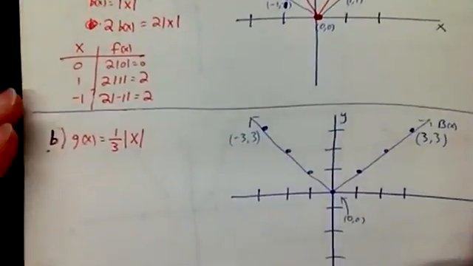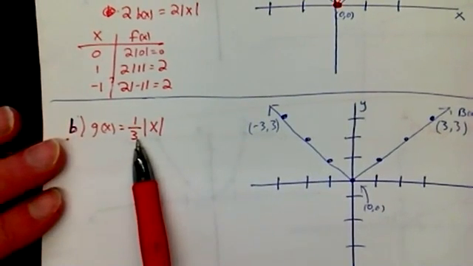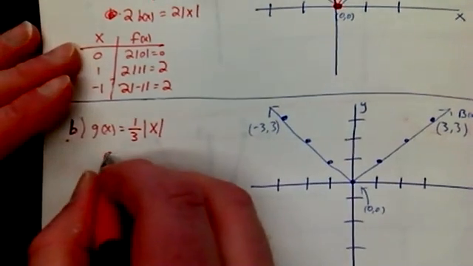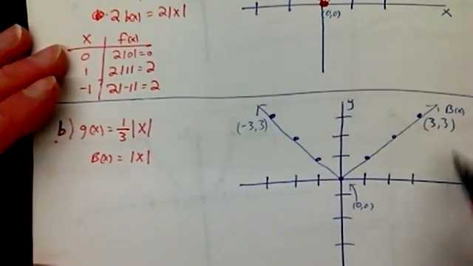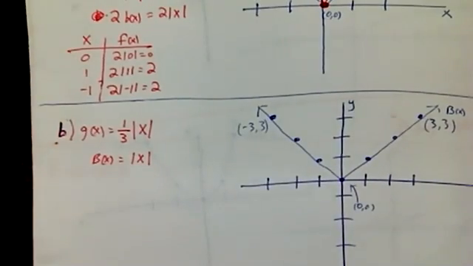The next one, g of x equals 1/3 times the absolute value of x. Notice that in this case, this a value right here is less than 1, so I'm expecting a vertical shrink. Once again, my base function is absolute value of x, which is what I graphed here in the first place. I'll track (0, 0), (3, 3), and (negative 3, 3). That's just what I chose.